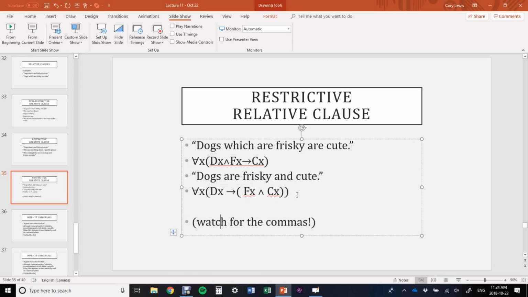So if you see "which," you're like, okay, we're either making a separate claim, in which case you do the conjunction of the two claims, or we're doing the other thing, which is to restrict the topic twice. I wish there was less clumsy language for talking about this. I don't like the phrase non-restrictive relative clause, but here we are.